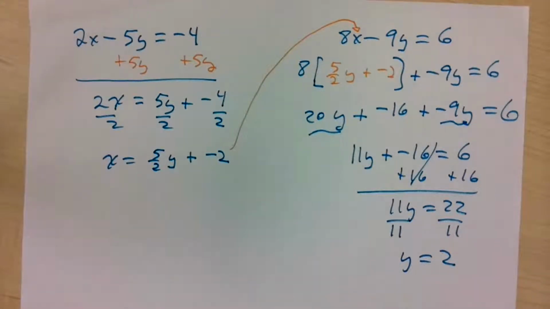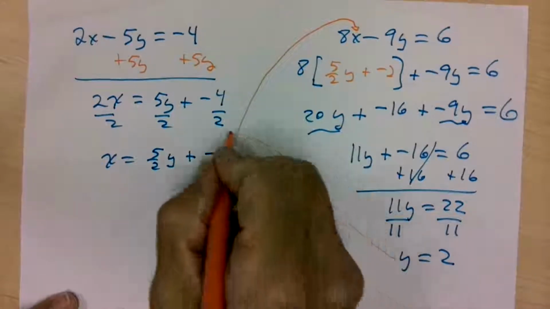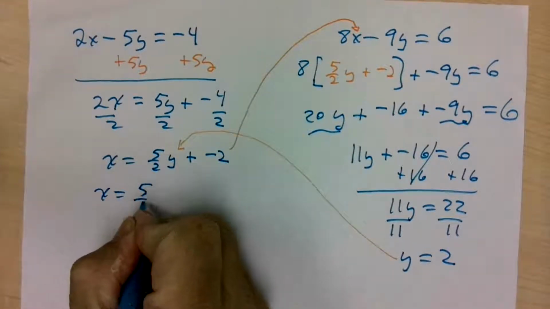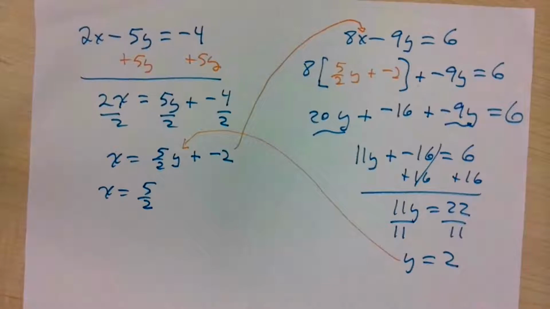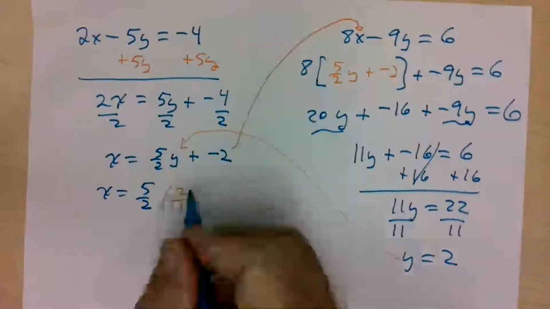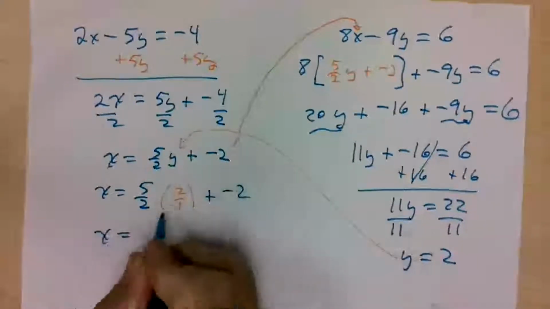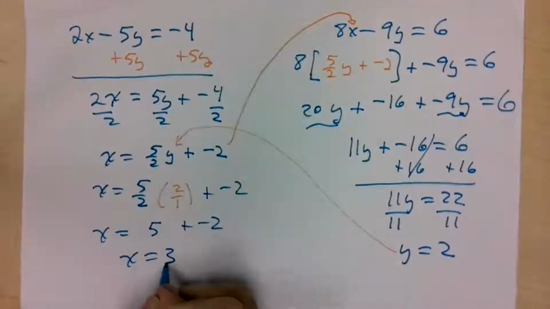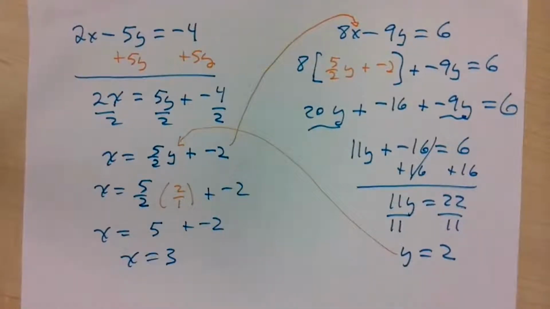And then that gets shoved into the first equation for y. x is 5/2 y plus negative 2. So x is 5/2 times the y value now, which is 2, or 2 over 1 if you prefer, plus negative 2. And we get x is 10 over 2, 5, plus negative 2, we get x is 3. I'm going to do a quick calculator check on this one. x is 3 and y is 2.